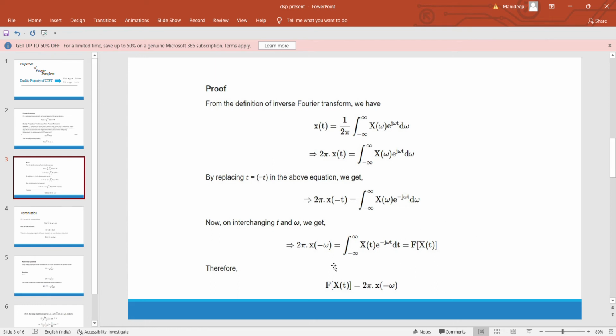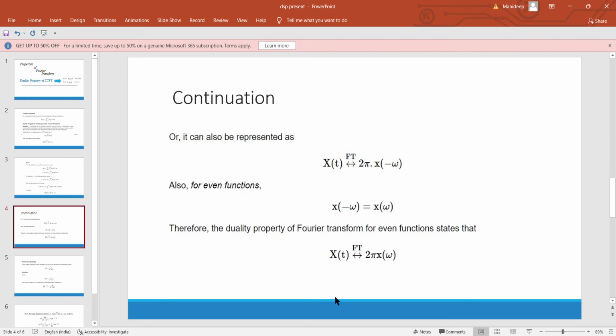So finally we get the result as Fourier transform of capital X of t equal to 2 pi into x of minus omega, which is nothing but the duality property. It can also be written as X of t on Fourier transform we get as 2 pi into x of minus omega. So we have a time domain signal capital X of t, then by applying Fourier transform we get that as 2 pi into x of minus omega in frequency domain.